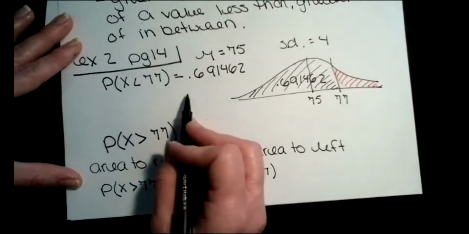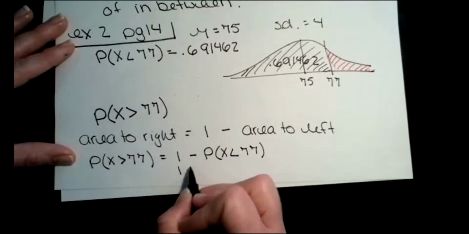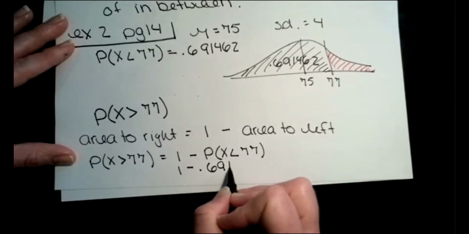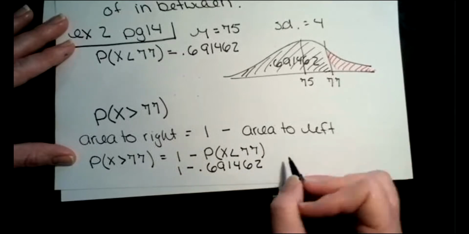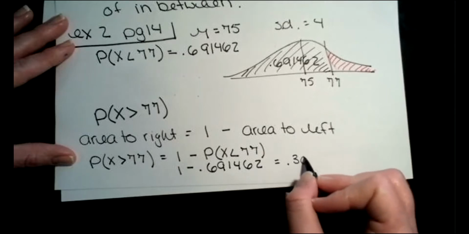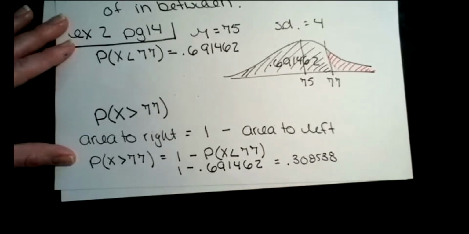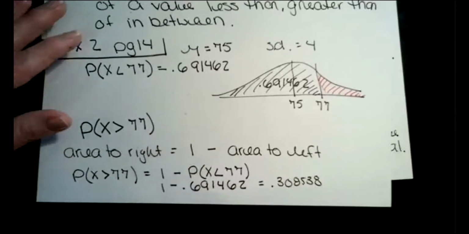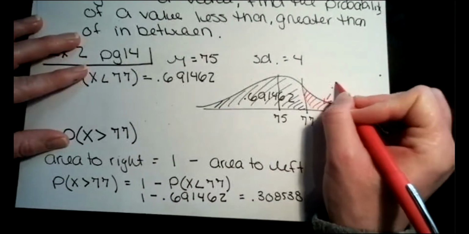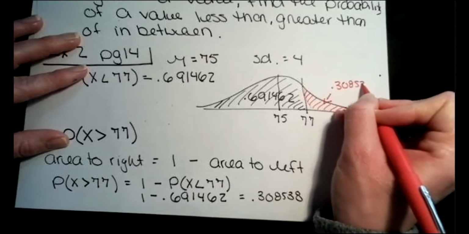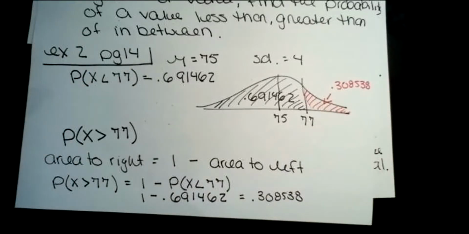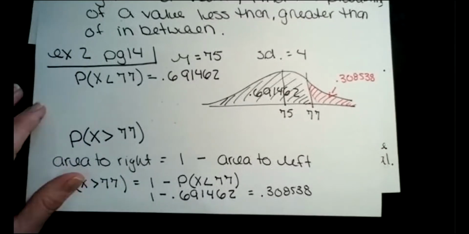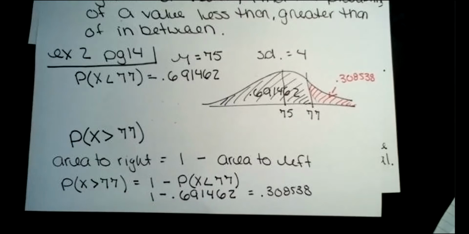Well, we already have that because we just found it in that example. So 1 minus 0.691462. So I get 0.308538 is the area. So this area right here. Okay. So I hope that makes sense, that we just subtract from 1 the area to the left. Now, if you're going to do something in between, it's still kind of the same idea of subtraction.